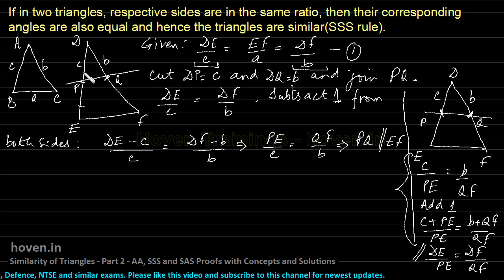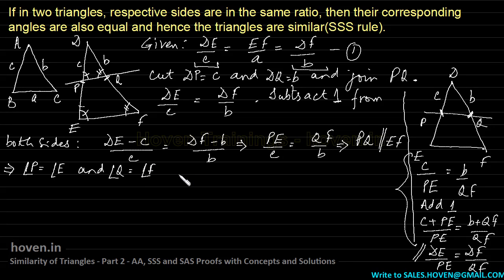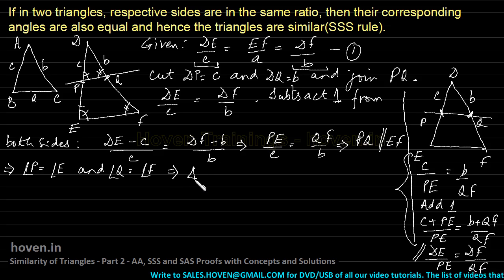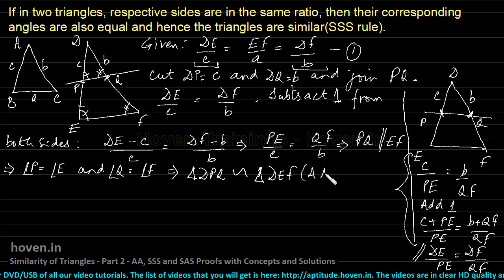This immediately means that this angle should be equal to this angle, and this angle should be equal to this angle. The parallel lines and the transversals. So I can write it in words also, which implies angle P should be equal to angle E and angle Q should be equal to angle F. So this angle is equal to this angle is equal to this angle, which immediately leads us to an interesting conclusion that triangle DPQ, that is this smaller triangle, should be similar to the larger triangle DEF by AA rule.